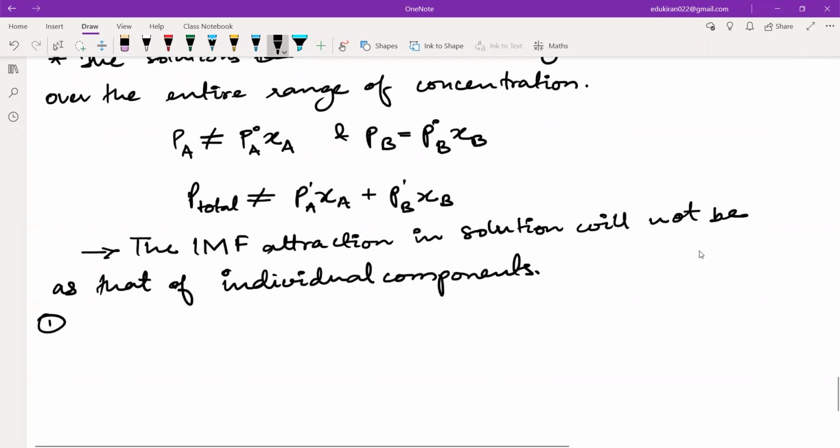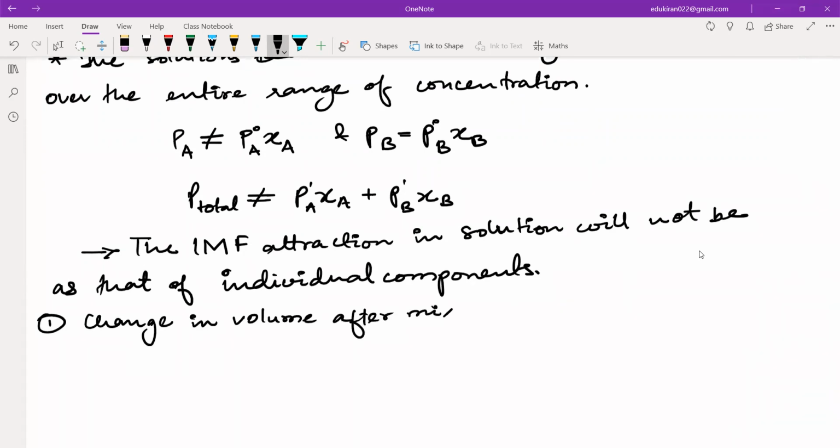So we will say that the change in volume after mixing will be non-zero. In the ideal case it should be 0, but now it will be non-zero.